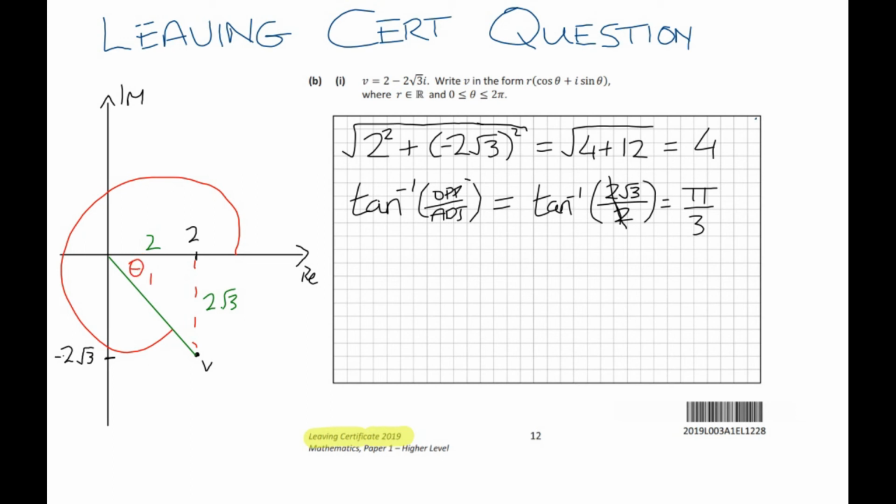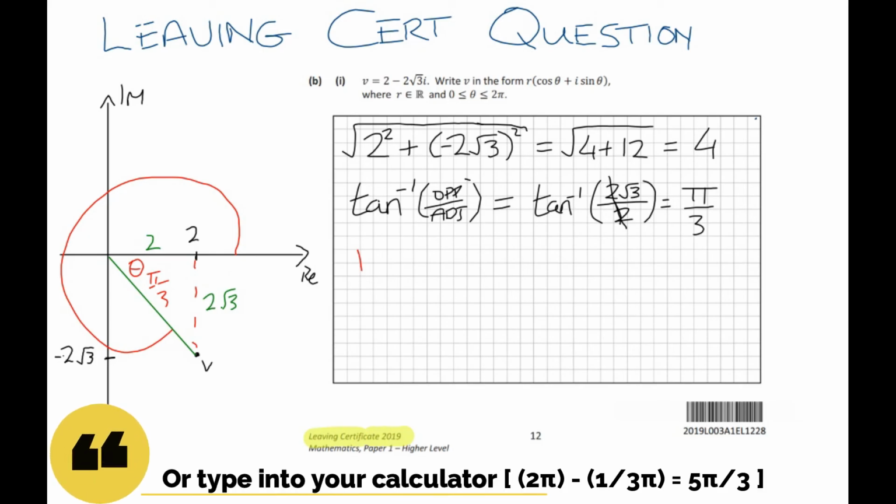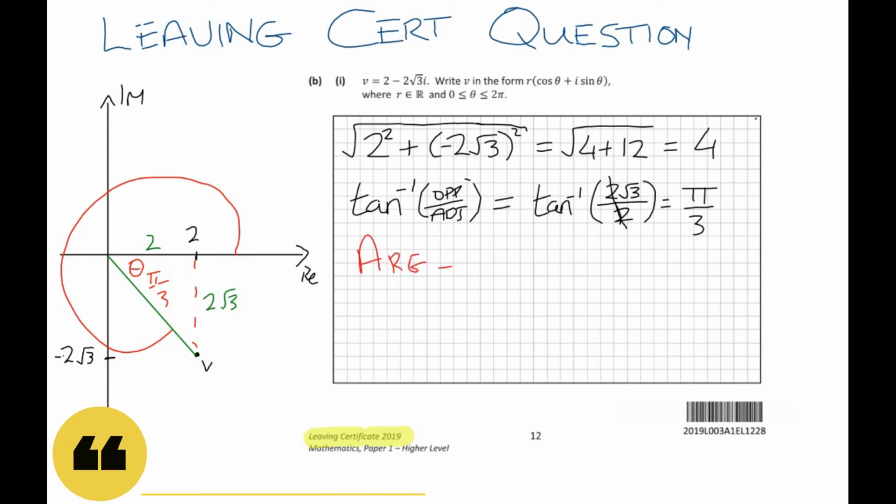So if this angle is pi over 3, the angle we're actually looking for is going to be 2 pi, and then back a pi over 3. So 2 pi minus a third of pi. So that's like 1 and 2/3 of pi. How do you write 1 and 2/3 as a fraction? That's 5 over 3. So the argument for us actually is 5 over 3 pi, or 5 pi over 3, of course, same thing. So I have my modulus, which was 4. I have my argument, which is 5 over 3 pi.